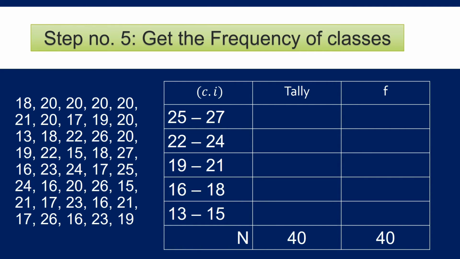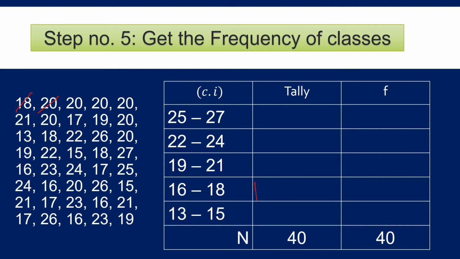But before we can get the frequency, we are going to do the tally. So we have here the class intervals that we have identified, and then these are the raw scores or the data. What we're going to do is find the class interval each belongs to. So for example, I have here 18. This can be found in the second class interval, between 16 and 18.